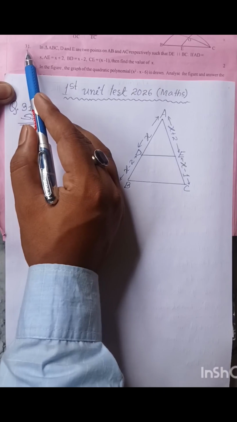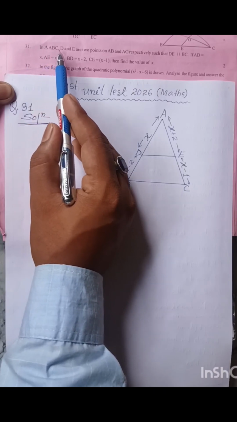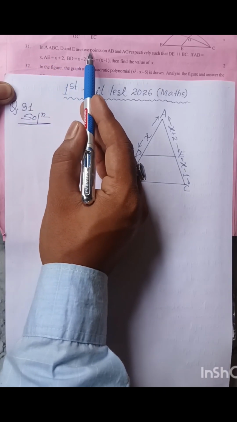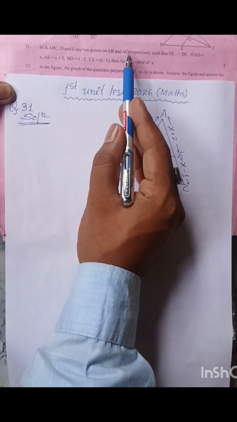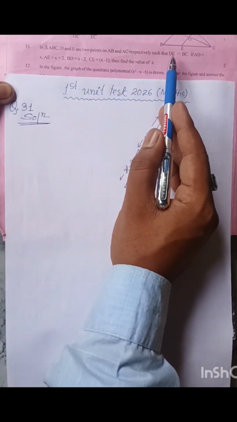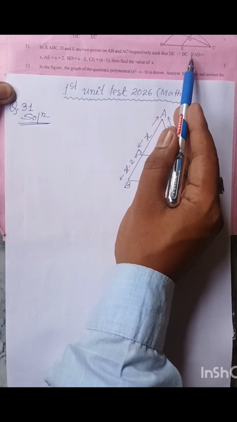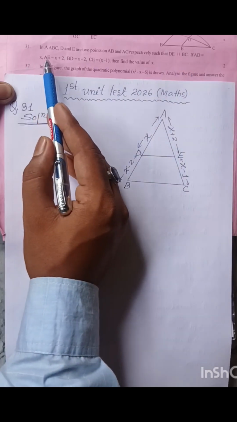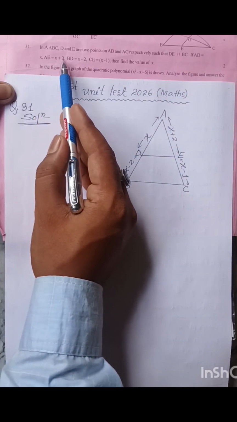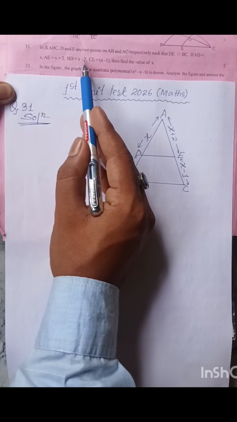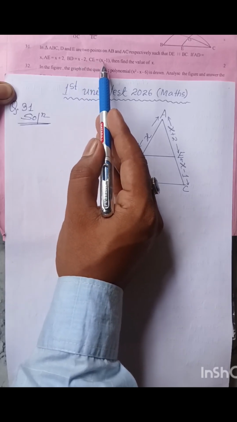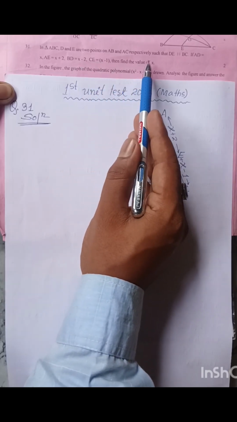In question number 31, we have in triangle ABC, D and E are 2 points on AB and AC respectively, such that DE is parallel to BC. If AD equals X, AE equals X plus 2, BD equals X minus 2, CE equals X minus 1, then find the value of X.